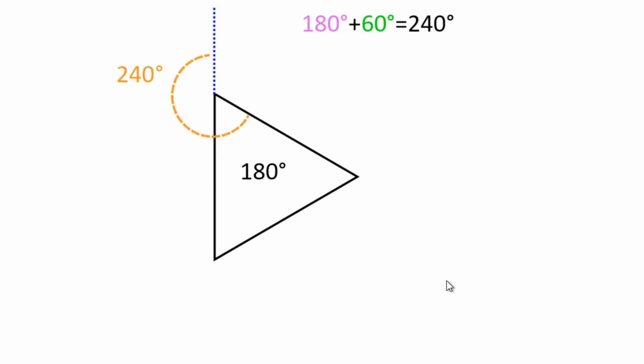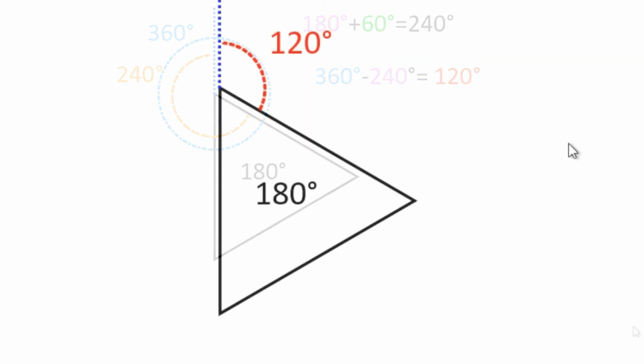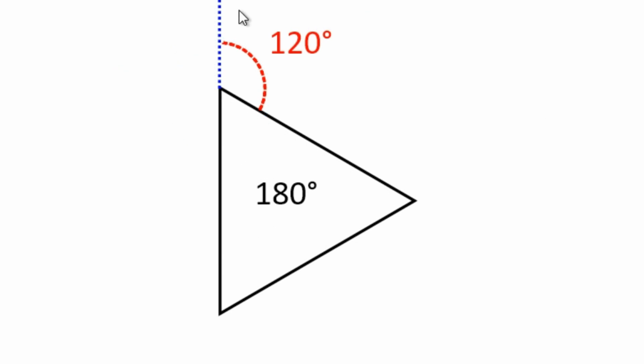The other thing that we already know is that a full circle has 360 degrees. So this is the part that we need to find. So we already know there are 360 degrees in a full circle. We already know that that angle is 240. So we can do a calculation, which is 360 minus 240 equals 120. So the turn angle for our turtle will be 120 degrees.